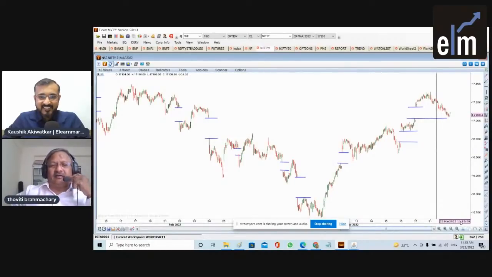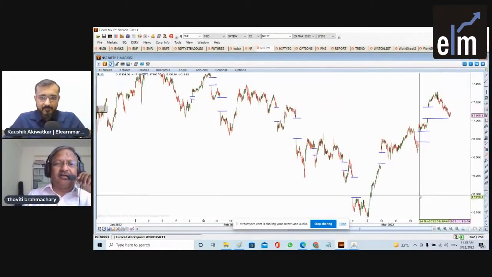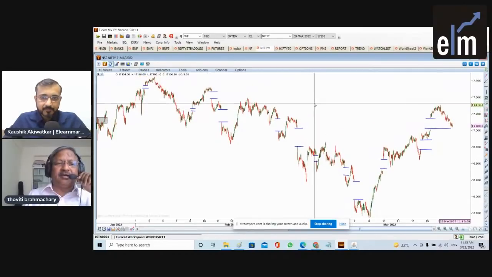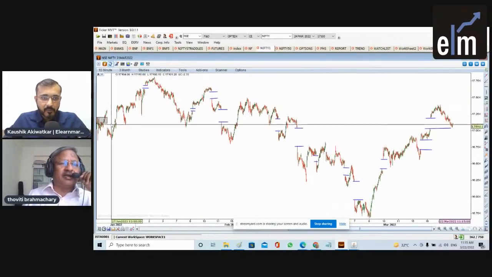Now, these are the gaps. There are several gaps you are seeing in a 15-minute chart. Because I've taken a 15-minute chart, I want to show more and more gaps. You can't see this many gaps on daily charts, but still there are some more gaps also here.